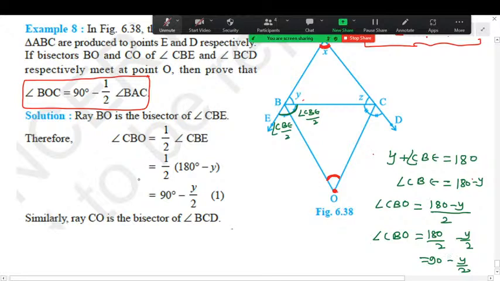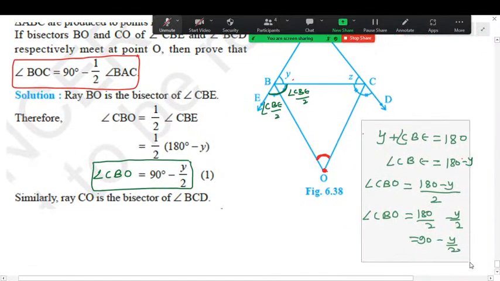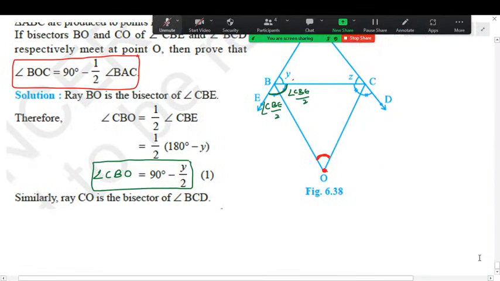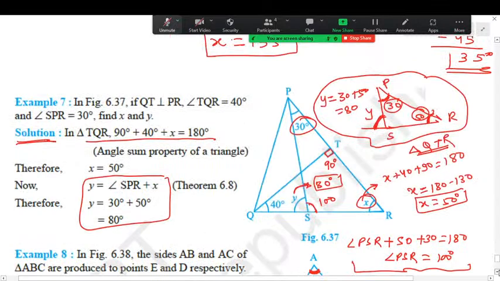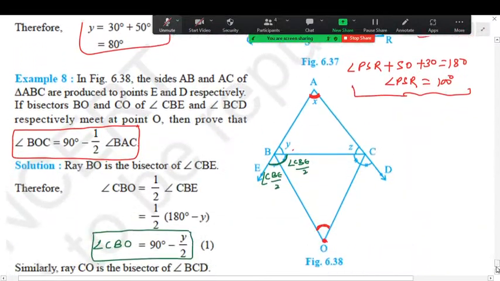Now, is it clear to you or not? Be frank and tell me. Is it okay for you now? We have obtained CBO as 90 minus Y over 2. Okay, do it again. Don't worry, you will get it because we are using the same approach for the next side. This side as well, you will be using the same approach.